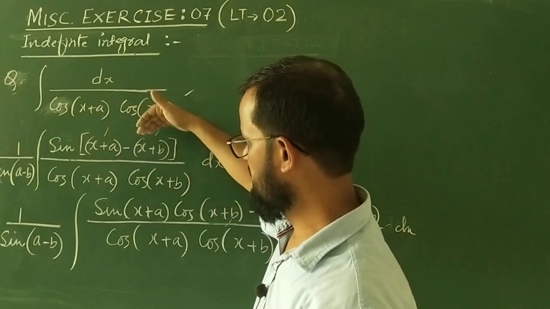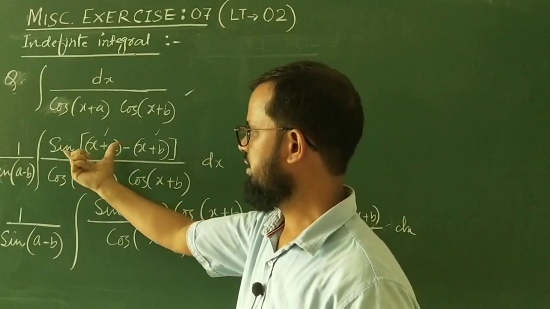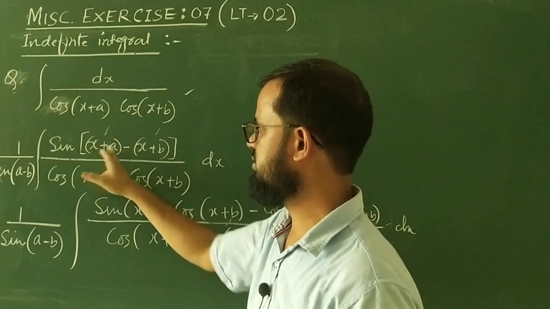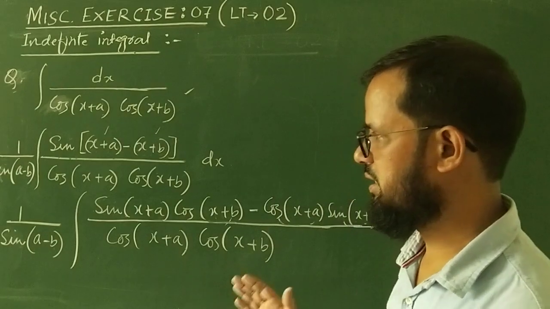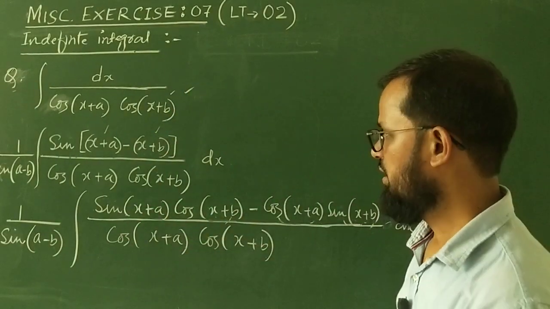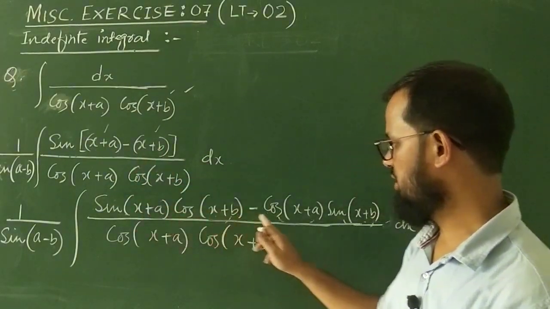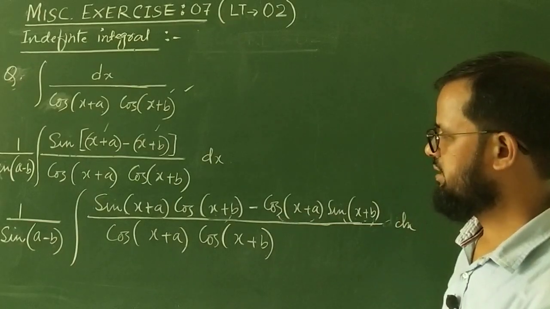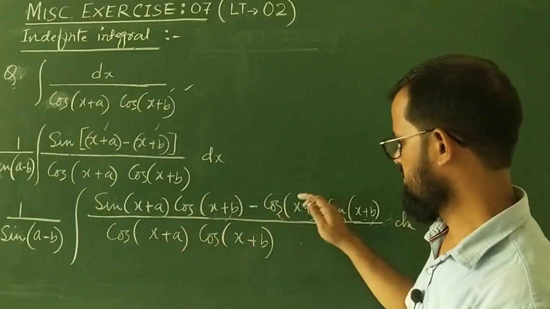You have to make some innovation here. I introduce a new term, sin((x + a) - (x + b)). The x's cancel, it will be sin(a - b), and similarly I have multiplied outside by 1 by sin(a - b) so that after cancellation we will get this particular result. Now expand this in terms of the formula, sin(a - b) = sin a cos b minus cos a sin b. Now what is the aim? The next step should be that we separate the terms, this divided by this one term, this divided by this term.